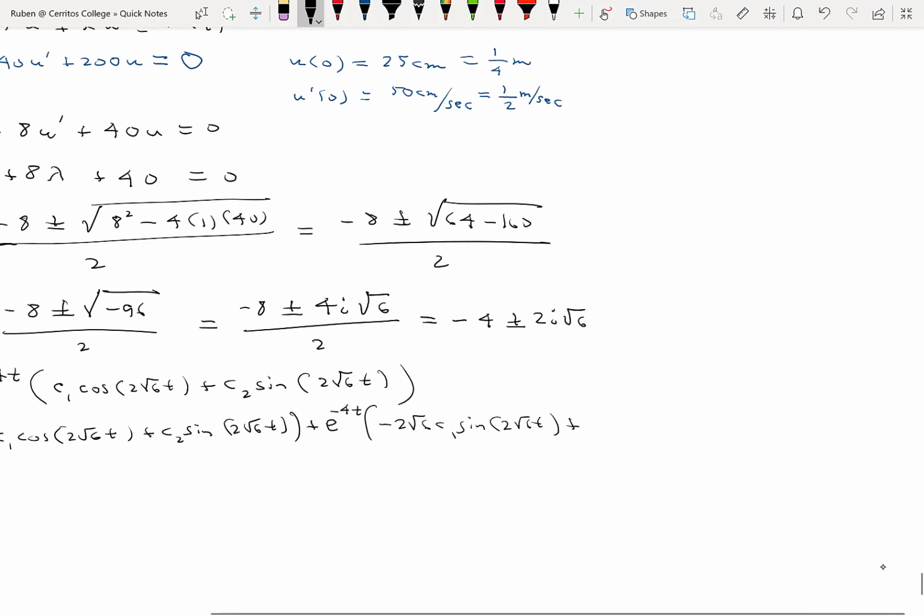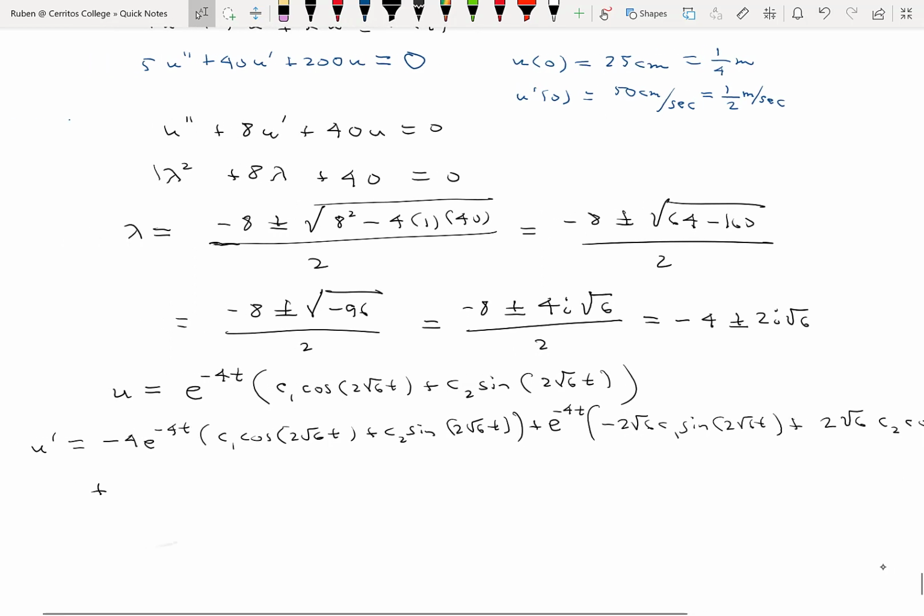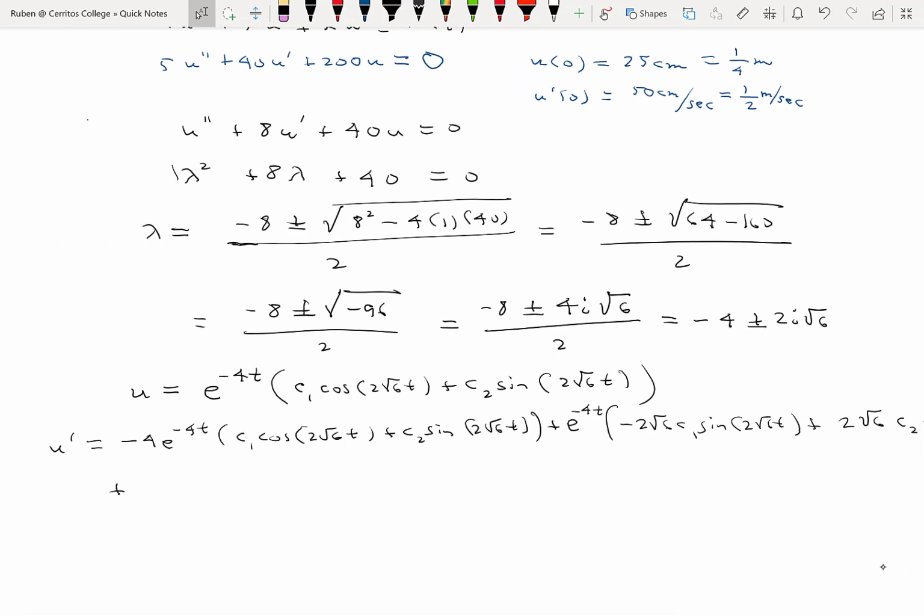plus 2 radical 6 c2 times cosine of 2 radical 6t. All right, kind of a long derivative there. Now, I'm not going to simplify that derivative, and I'll show you why.